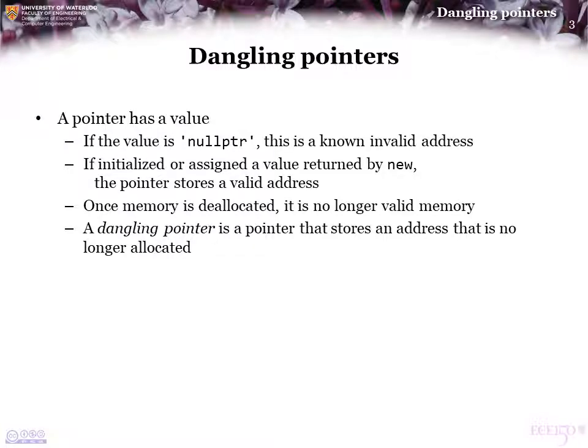Now, a pointer has a value. If the value is null pointer or the zero address, this is a known invalid address. If you ever try to dereference or access the memory at this location, you automatically have your program terminated. Now, if initialized or assigned to a value returned by new, the pointer then stores a valid address. However, once memory is deallocated, it's no longer valid. A dangling pointer is a pointer that stores an address that is no longer allocated.